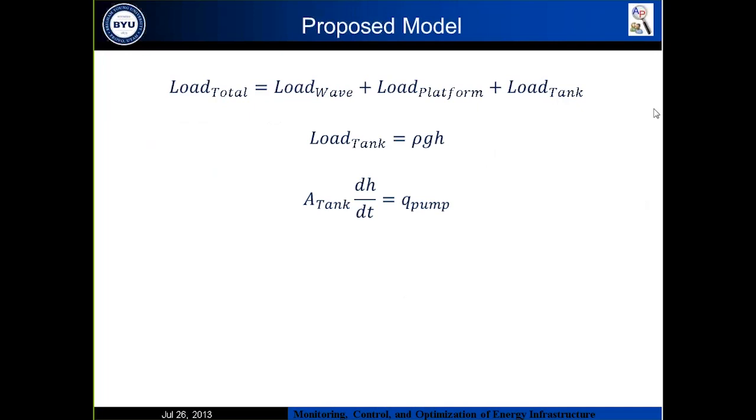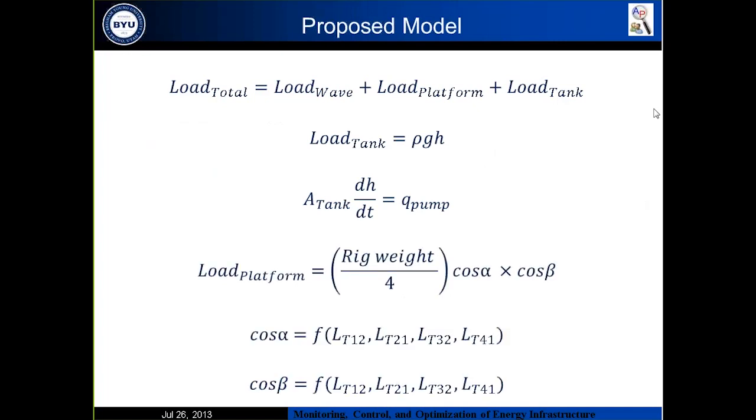The total load on each tendon depends on the load from the wave action, the load from the platform itself, and the load from the ballast tank. The load from the ballast tank depends on the water level in it, which can be changed using the water pump, and the load from the platform depends on the rig weight on each side divided by 4 times the angles that the platform has. And these angles depend on the length of each tendon.